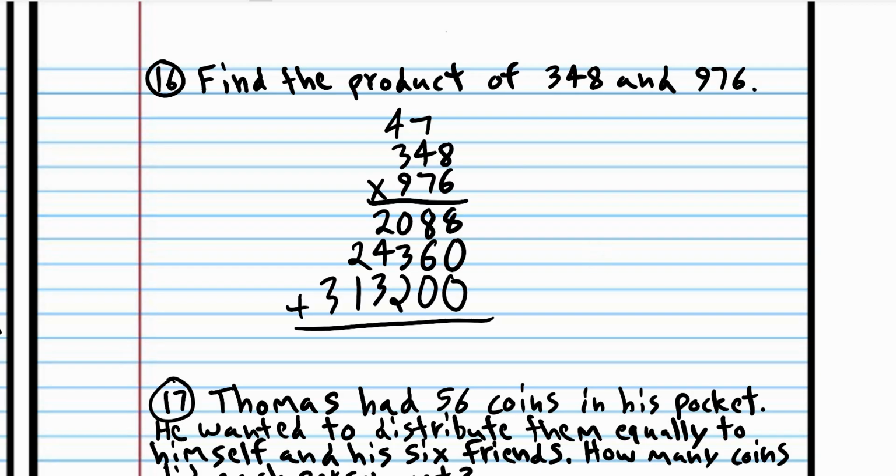So 8 plus 0 is 8. 8 plus 6 is 14. Carry the 1. 2 plus 3 plus 0 plus 1 is 6. 2 plus 4 is 6 plus 3 is 9. 2 plus 1 is 3. 3 plus nothing is 3. So that's our final answer.